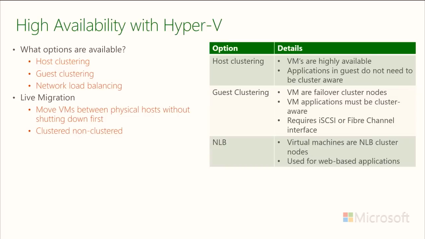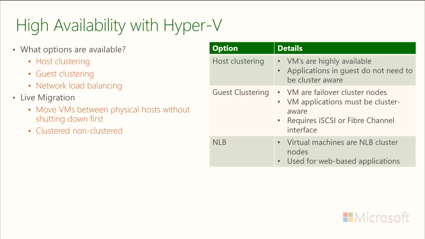So many pieces to this high availability really go into things like network load balancing, storage spaces direct, as well as failover clustering, as we mentioned earlier. Now, high availability again has host clustering. You also have what we call guest clustering, and network load balancing. These are three different scenarios. Host clustering is basically you have a host machine that has high availability built into it. So the guest machines themselves are highly available.